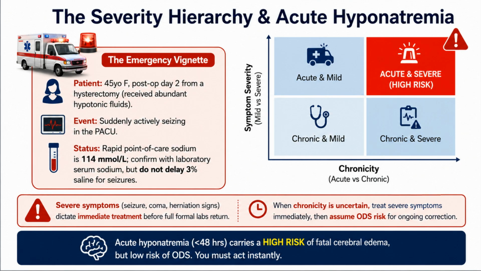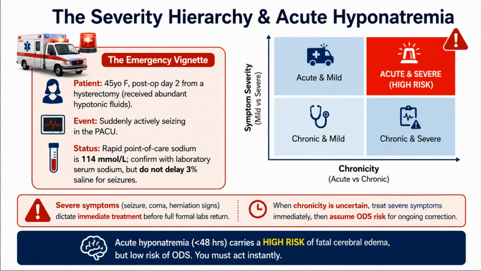The hierarchy is symptoms first, then chronicity, then cause. Acute hyponatremia, under 48 hours, carries high risk of cerebral edema and relatively low risk of osmotic demyelination because the brain has not fully adapted. Chronic hyponatremia carries lower edema risk but higher demyelination risk during correction. When chronicity is uncertain and symptoms are severe, treat the emergency, but assume chronic risk for the correction ceiling after the initial rescue. The goal is not to normalize sodium. The goal is to relieve brain edema enough to stop the immediate neurologic threat.